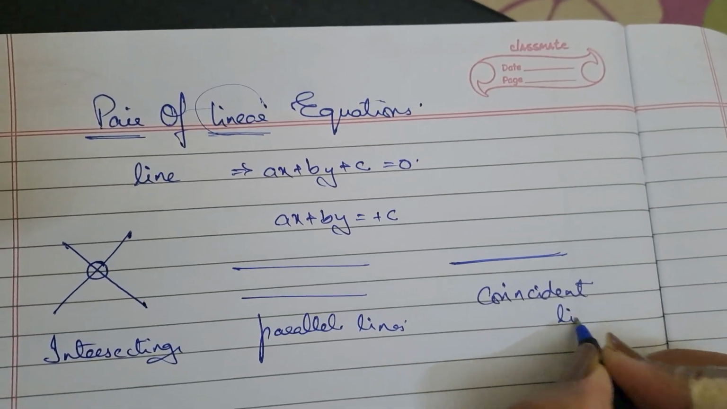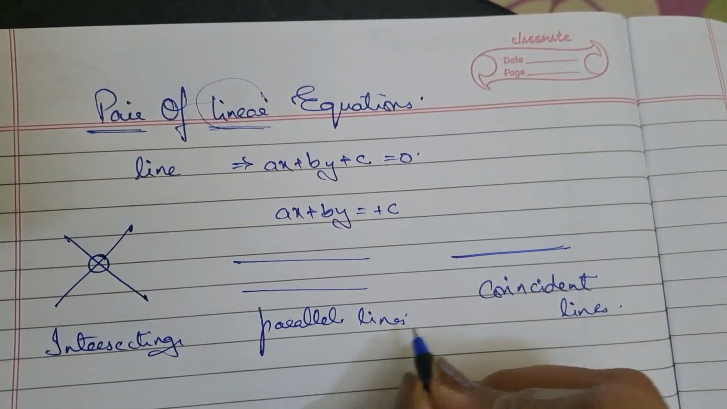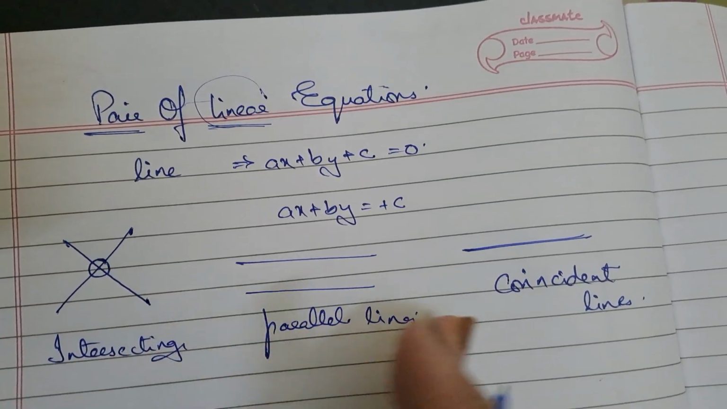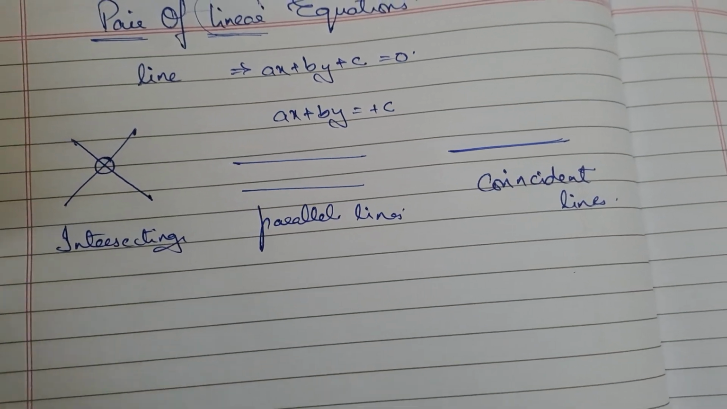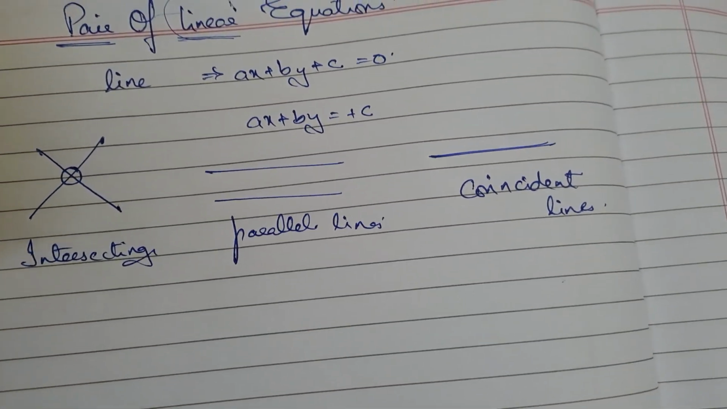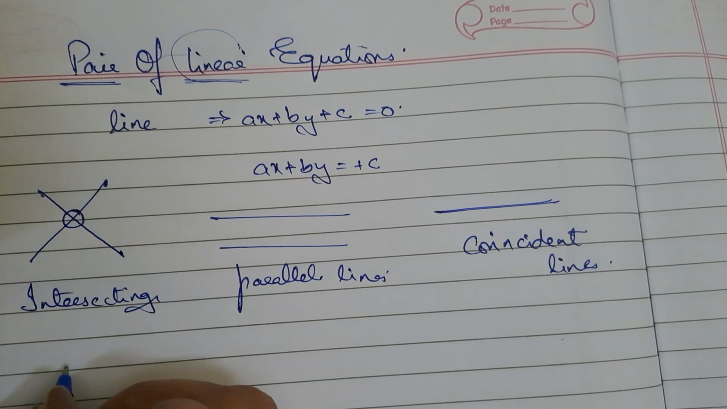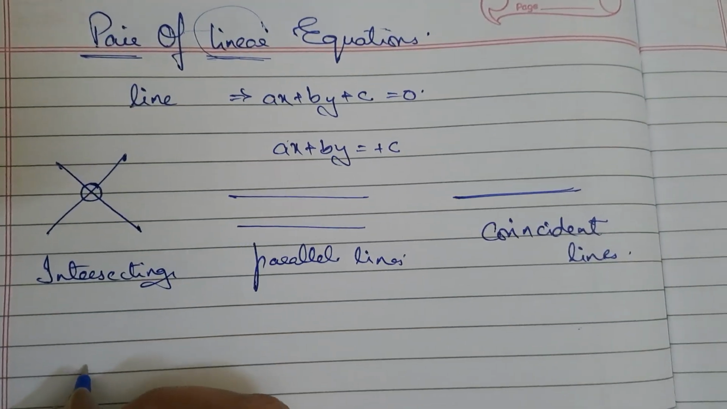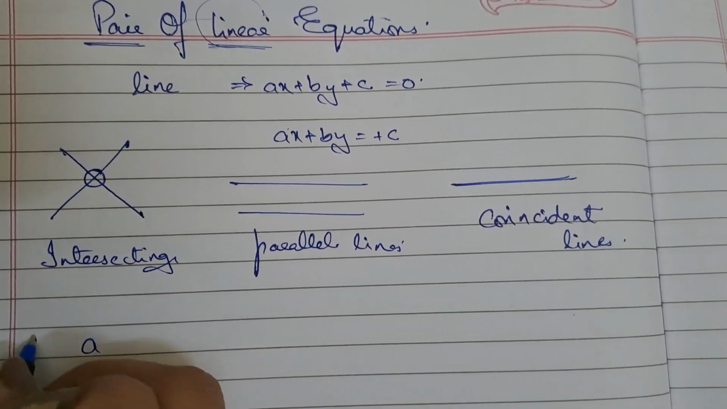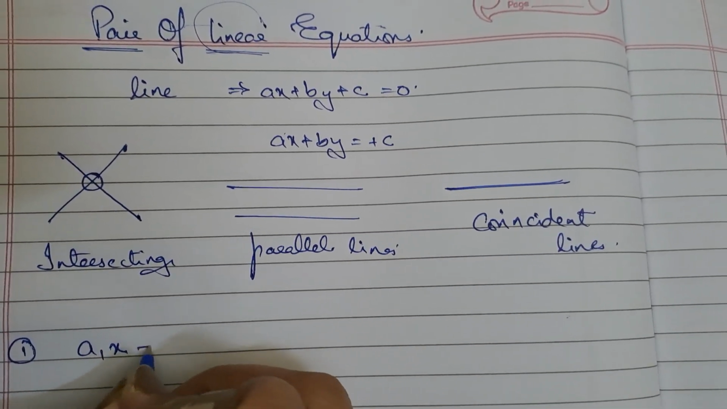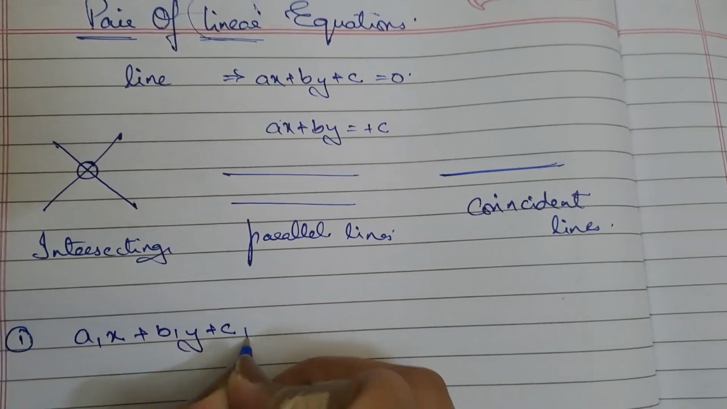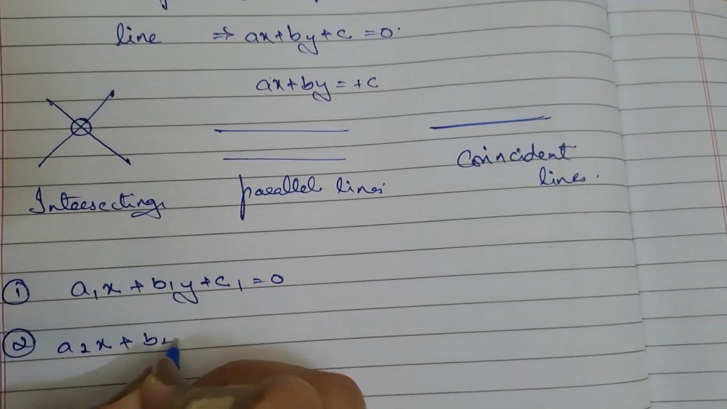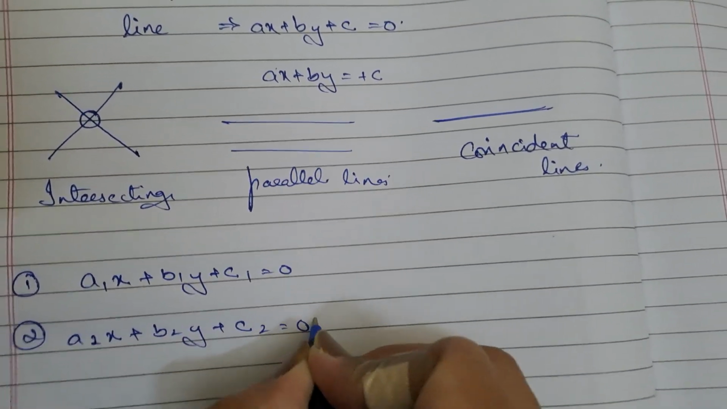These are the set of lines that you have: the intersecting lines, the parallel lines and the coincident lines. Now how do I understand whether a line is an intersecting, parallel or coincident line? For this there is a method that is given to us. The equation of the line, as I told you, is in the form of ax plus by plus c equal to 0. There are two lines: let line 1 be a1x plus b1y plus c1 equal to 0, and the second line be a2x plus b2y plus c2 equal to 0.